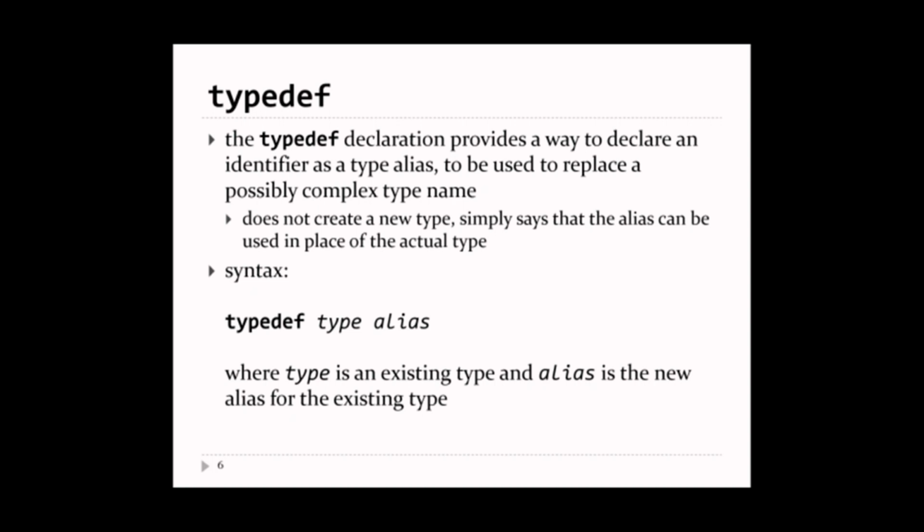Right? Now, when you use a typedef, you're just introducing a new name. You're not actually introducing a new type. Right? So the way it works is you use the keyword typedef. Then you put in the existing type, and then you put in the new name that you want to use for the existing type. And then there should be a semicolon at the end here, but it's not shown on the slide.